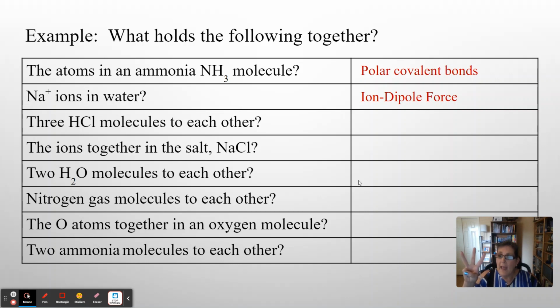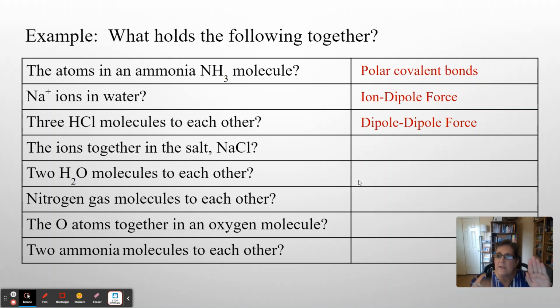All right, number 3. What holds 3 HCl molecules to each other? Molecules together. Well, what holds molecules together is a force. So we're looking for a force that goes with HCl. We have an H, but it's not bonded to an N or O or F, so it's not hydrogen bonding. We don't have any water, so it's not ion dipole. So is HCl polar or nonpolar? We have an H and a Cl bonded together. They are different. So that is polar. What force goes with polar? Dipole-dipole force. Good job.